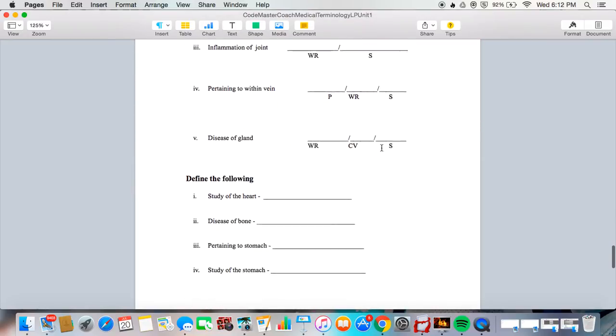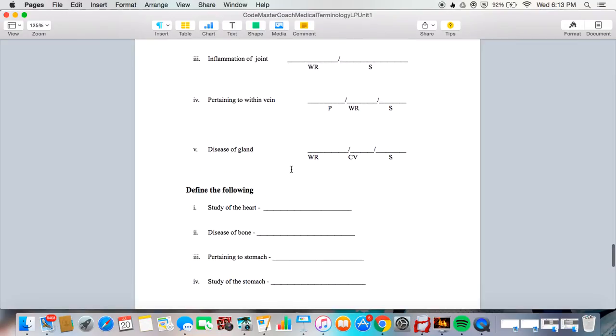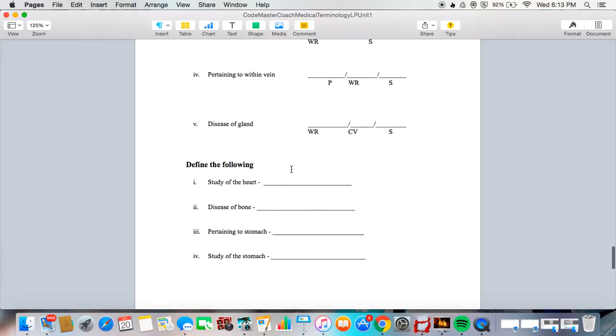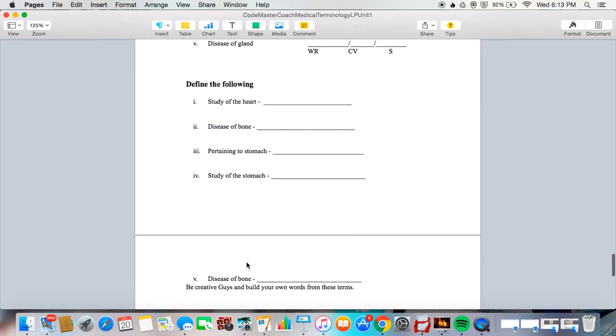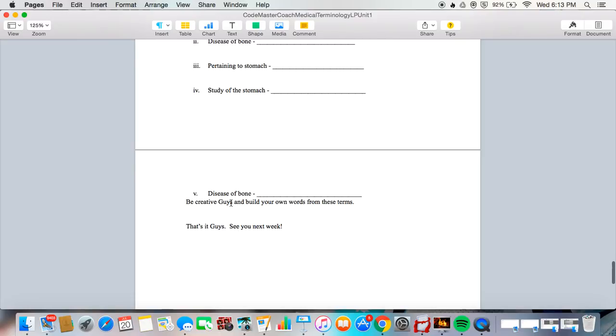So do these 5, and down here, define the following. Study of heart, based on the words up here. What word means study of the heart? Disease of bone, pertaining to stomach, and study of stomach. And then I'm asking you to be creative, guys, and build your own words from these terms.